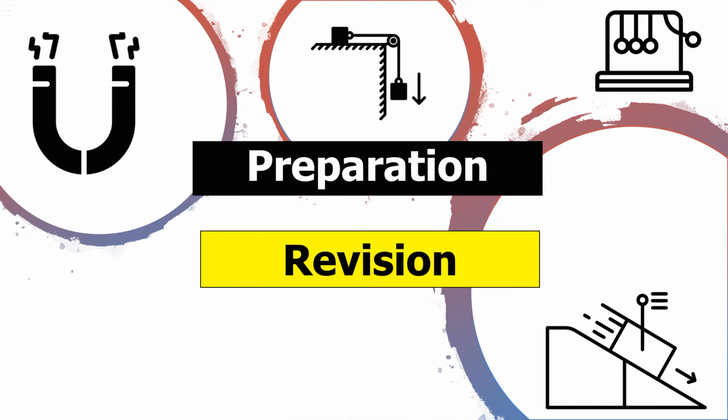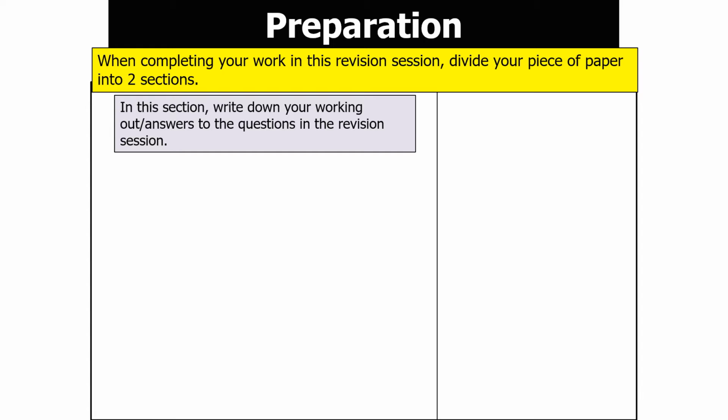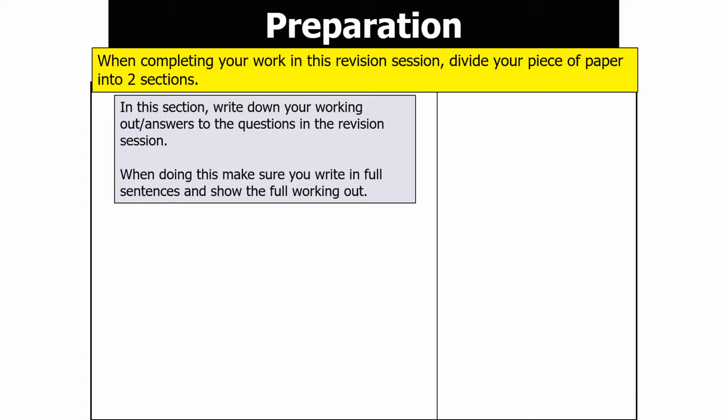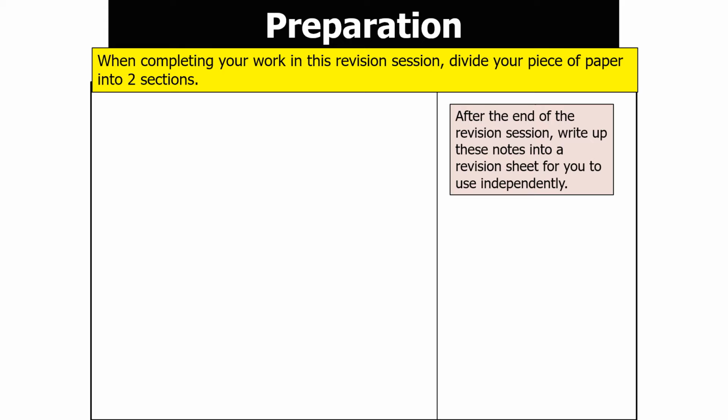So how should you prepare for this revision session? When you're completing your work, divide your piece of paper into two sections. Make the section on the left hand side larger than the right hand side. In the left hand side section, write down your working out and answers to the questions, in full sentences, showing the full working out. On the right hand side, write down any useful information or any hints and tips on answering questions from this revision session. After the revision session, write up these notes into a revision sheet for you to use independently.